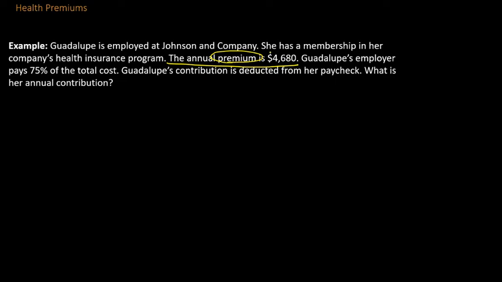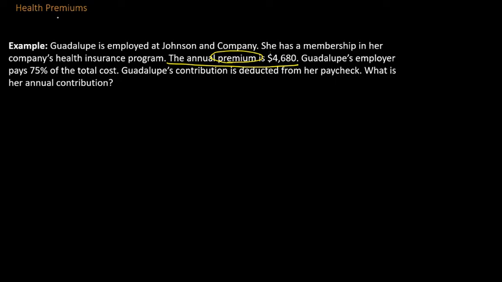Okay. In the same way, if I buy a car, I have to make car payments every month. The premium that you pay are the costs associated with being someone who has health insurance. Okay. So what is her annual contribution?